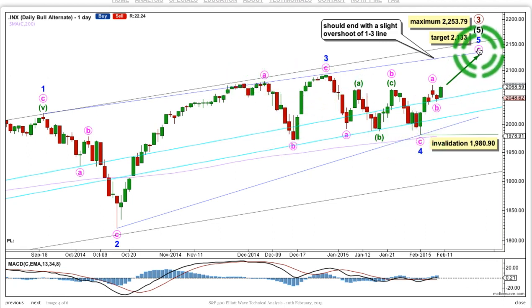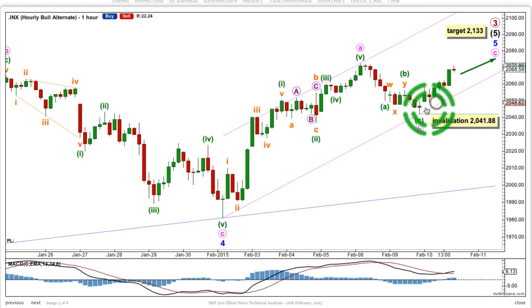The fifth wave should also be a zigzag, and for a contracting diagonal, the most common place for the fifth wave to end is with a slight overshoot of the 1-3 trend line. At 2133, minute wave C would reach equality in length with minute A. Let's look at this idea at the hourly chart level, where the B wave is very likely to be over here. The C wave should be underway.